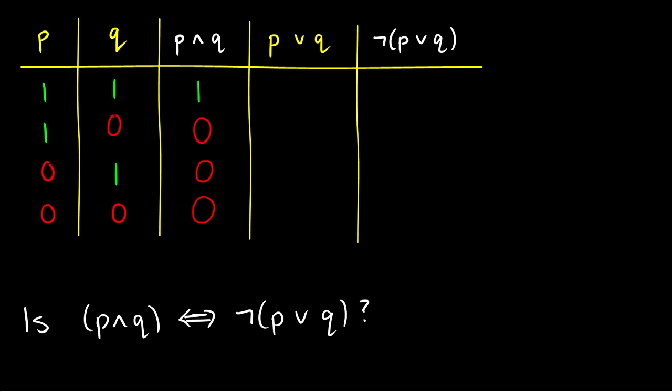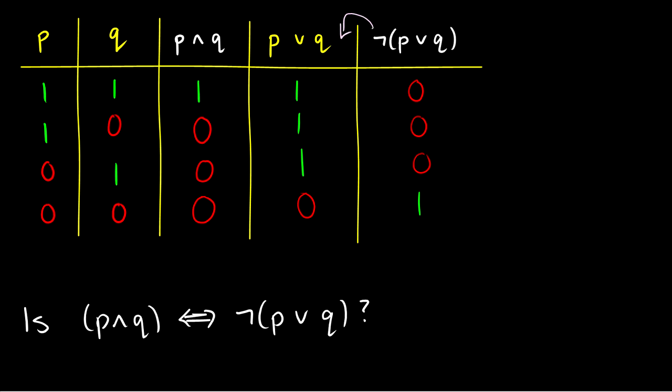Well, P or Q. What are the truth conditions for P or Q? Well, P or Q is true when at least one of P or Q is true. So it's going to be true in the first 3 rows because P is true in the first 2 rows and Q is true in the 3rd row, but it's going to be false in the 4th row because P and Q are both false. Now, not P or Q, we just take the negation of the previous column. So 1, 1, 1, 0 is going to become 0, 0, 0, and 1. And of course, I'm just taking the negation of the previous column.